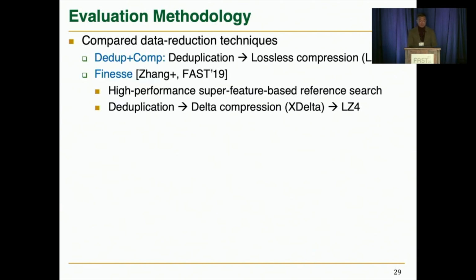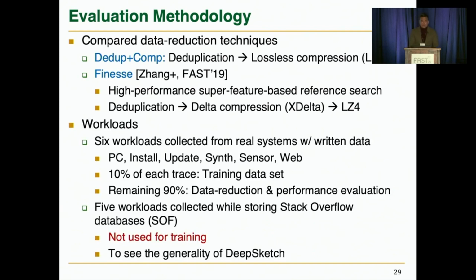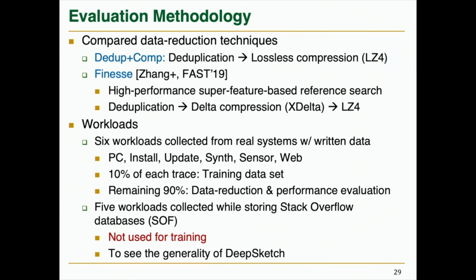We compared our DeepSketch with 2 baselines. The first one is a simple combination of deduplication and lossless compression, and the other one is Finesse, a state-of-the-art super feature-based reference search technique for post-deduplication data compression. We evaluated 11 workloads: 6 workloads that we collected while running different applications on real systems, and 5 workloads collected while storing the Stack Overflow database. We used 10% of the 6 traces for the training dataset, but did not use the Stack Overflow workloads in our training in order to see the generality of DeepSketch.